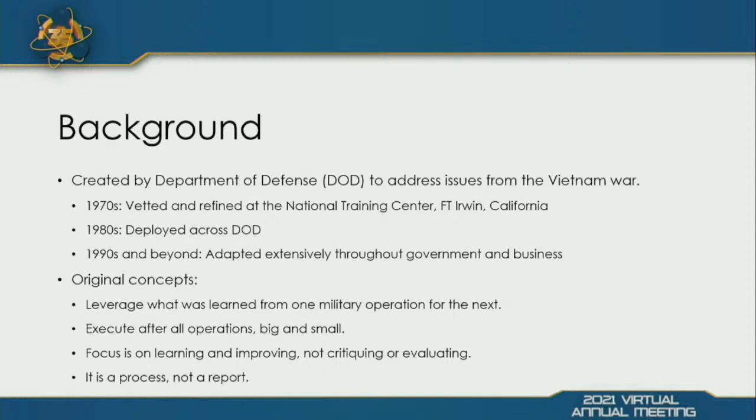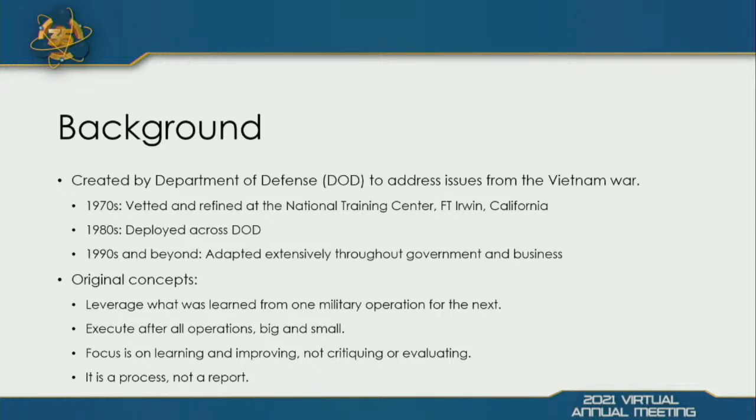It was so successful, in fact, that other organizations, large government agencies, and commercial organizations adopted it. And now it's being used by almost everybody. So Department of Justice, Department of Energy, Homeland Security, FEMA, and the list kind of goes on and on with regards to who's using the after-action review process.